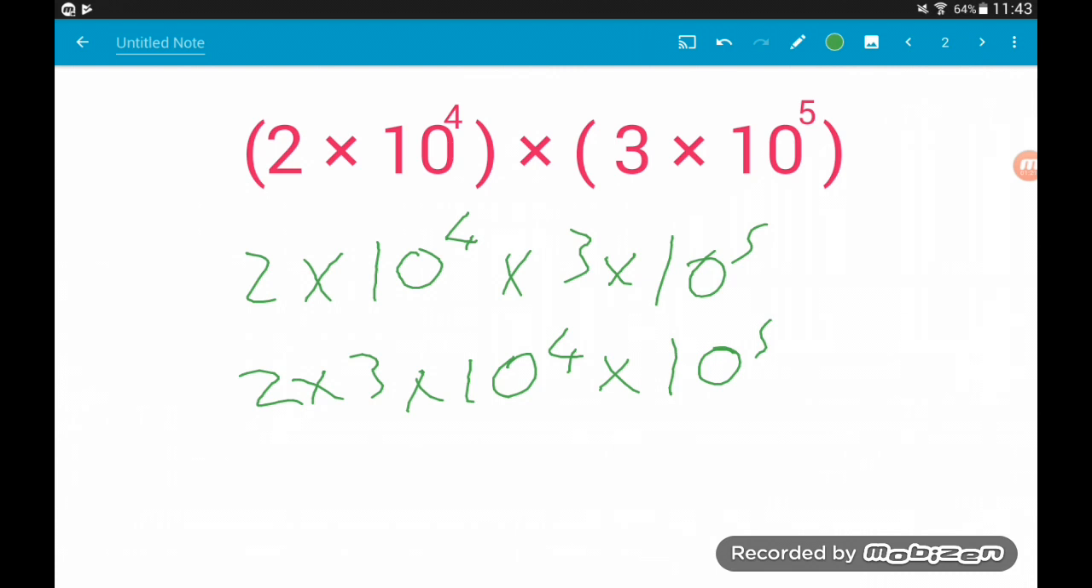So, first of all, 2 times 3 on a good day is 6. Now that is being multiplied by 10 to the power of 4 times 10 to the power of 5. And remember, when you multiply the same terms together, their powers add together. So if we're doing 10 to the power of 4 times 10 to the power of 5, that becomes 10 to the power of 9. So our final answer there is 6 times 10 to the power of 9. Job's a good one.